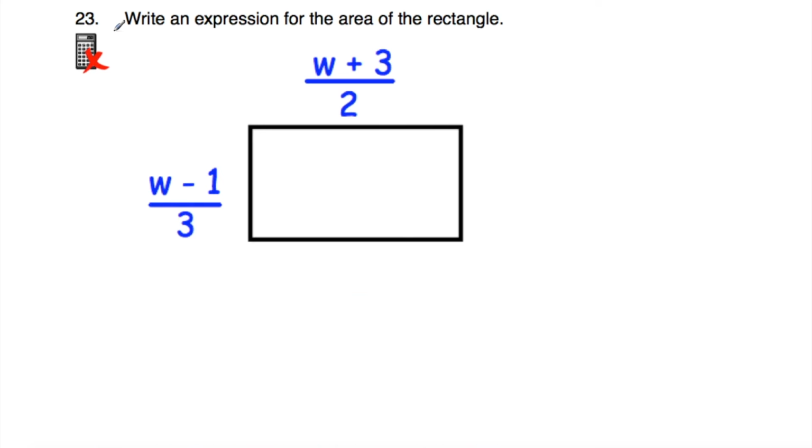Okay, let's have a look at our next question, question number 23. It says, write an expression for the area of the rectangle. So we want to find the area of this rectangle, and to find the area of the rectangle, we do the length multiplied by the width.